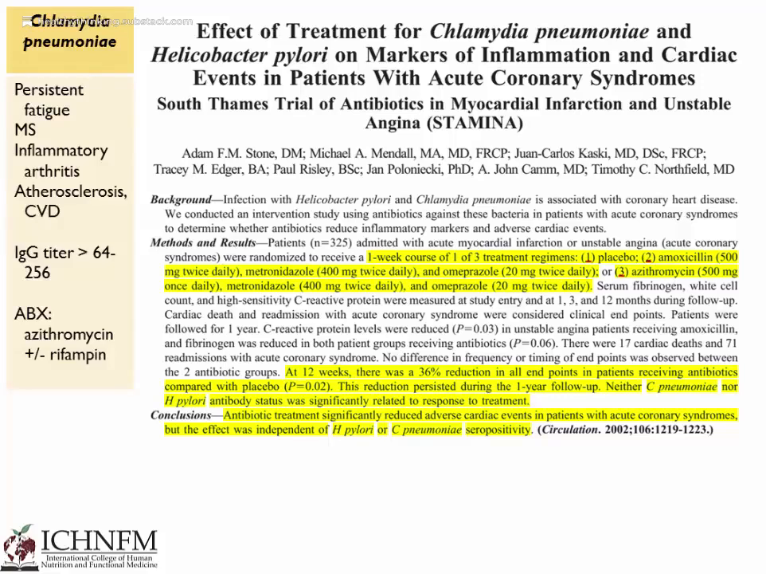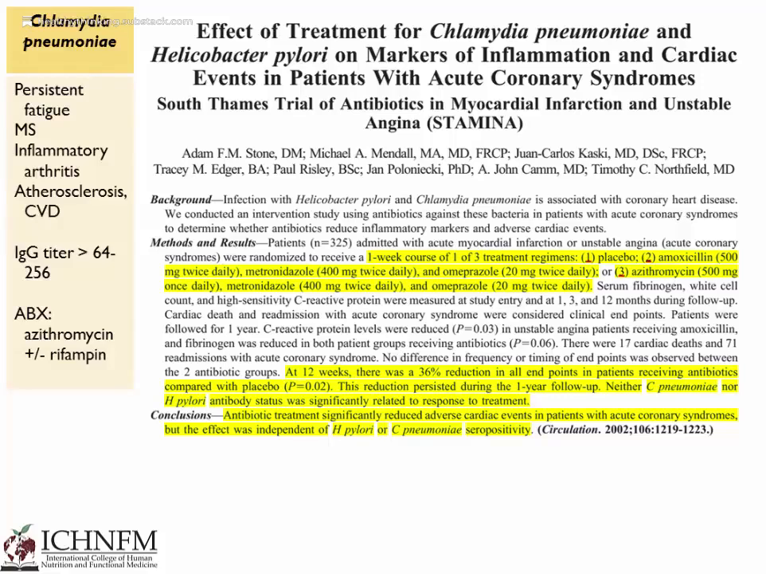At 12 weeks, they noted a 36% reduction in clinical cardiovascular endpoints in patients receiving antibiotics compared with placebo. This reduction persisted during 1-year follow-up. Neither Chlamydia pneumoniae nor H. pylori antibody status was significantly related to a response to treatment. Conclusions of this study: antibiotic treatment significantly reduced adverse cardiac events in patients with acute coronary syndromes, but the effect was independent of H. pylori or Chlamydia pneumoniae seropositivity.